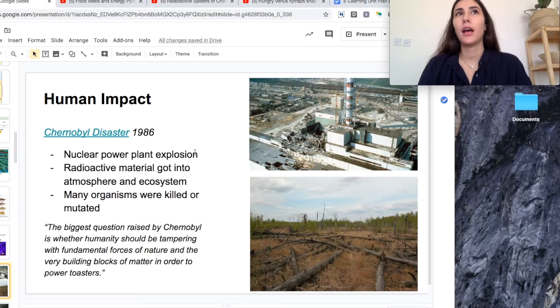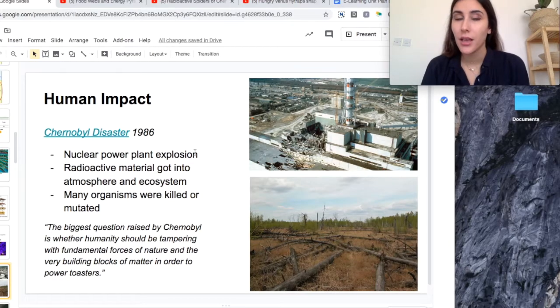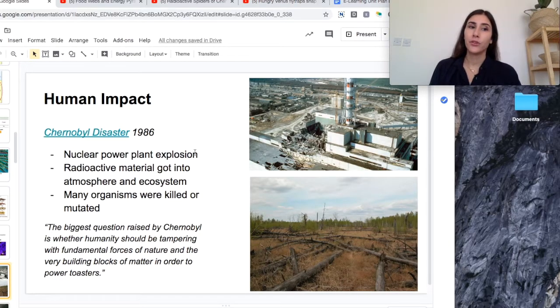Like I said at the beginning, we are all connected, right? Our impact as a species, as humans, really does affect all other organisms around us. And again, this is a perfect example to leave you with today, the Chernobyl disaster, the power plant explosion that happened in 1986. On that note, that's it for today's lesson.